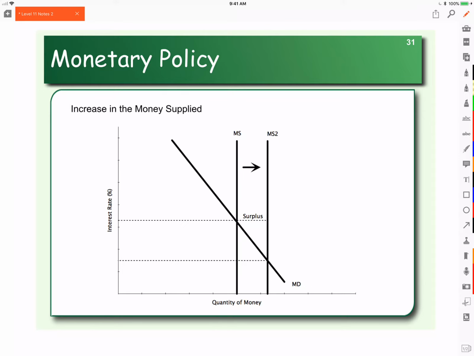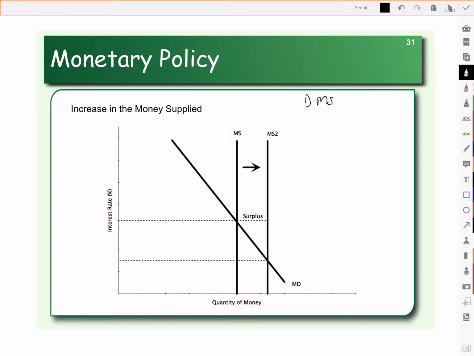Let's suppose the money supply increases. So first, what would cause the money supply to increase? Well, option number 1 is we print more. Option number 2 is we lower the bank rate and the overnight target rate. Right? If we make it cheaper for banks to borrow money, then they're going to have more cash to lend out. So printing more, lowering the bank rate and overnight target rate.